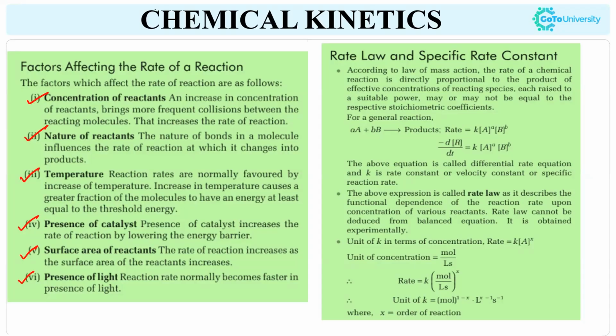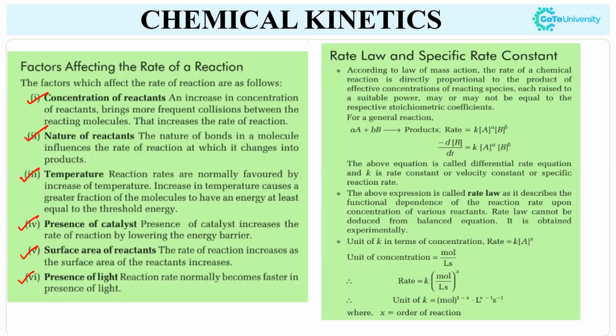So what do you mean by successive collisions? As we all know, successive collision means the colliding particles should have a minimum amount of energy. That minimum amount of energy is called the activation energy of the reaction. So in order for a chemical reaction to take place, the colliding particles should have a minimum energy for their collision. If the colliding particles collide with less energy, it will not lead to a chemical reaction.